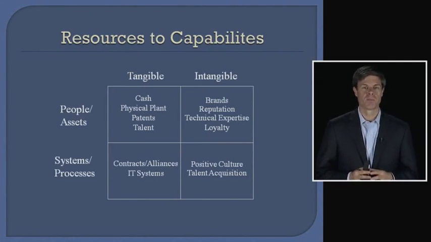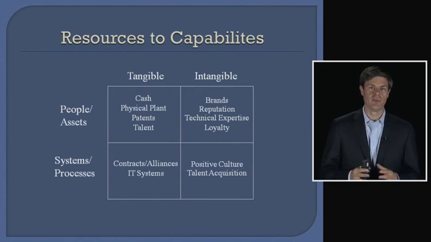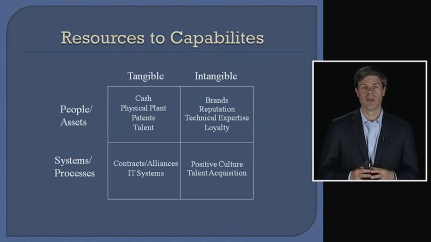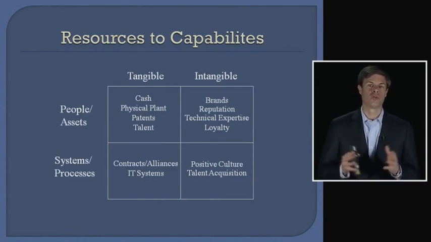When we think about systems and processes, we can think about everything from IT systems, human resource systems, alliances that a firm might have or contracts a firm might have with distribution channels or suppliers and the like. When we think about intangible processes or systems, we can think about things like culture. When it comes to Southwest Airlines, one of the things that many people cite as a key to their success is this unique culture that they've created that very much motivates their employees to be dedicated to the enterprise, to work hard, and to work with a high quality, what they like to call their love culture.